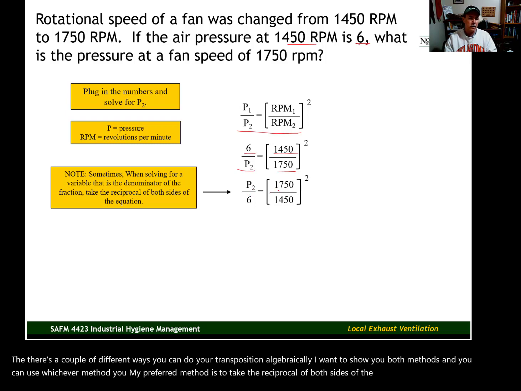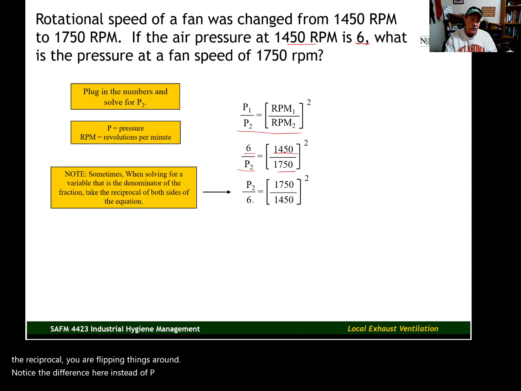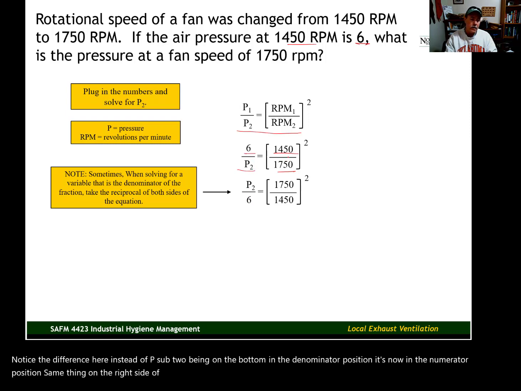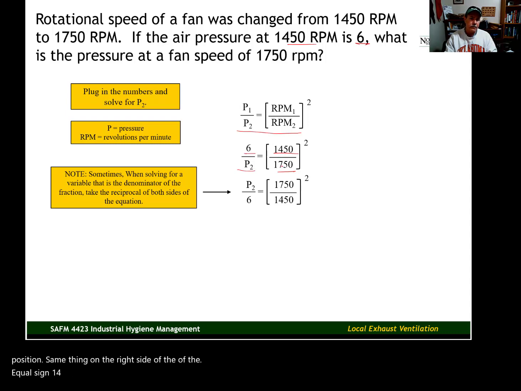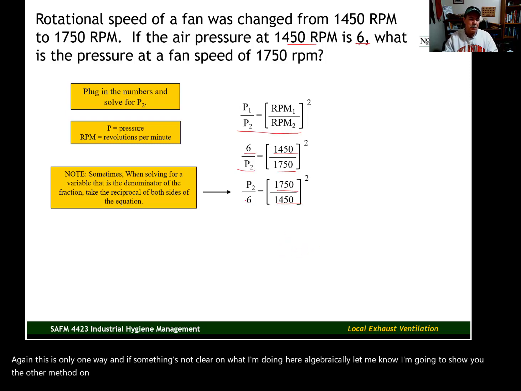When you take the reciprocal, you are flipping things around. Notice the difference here. Instead of P sub 2 being on the bottom in the denominator position, it's now in the numerator position. Same thing on the right side of the equal sign. 1450 and 1750 have been flipped, so now we have 1750 over 1450. Okay, again, this is only one way, and if something's not clear on what I'm doing here algebraically, let me know. I'm going to show you the other method on the next slide. But again, this is my preferred method.